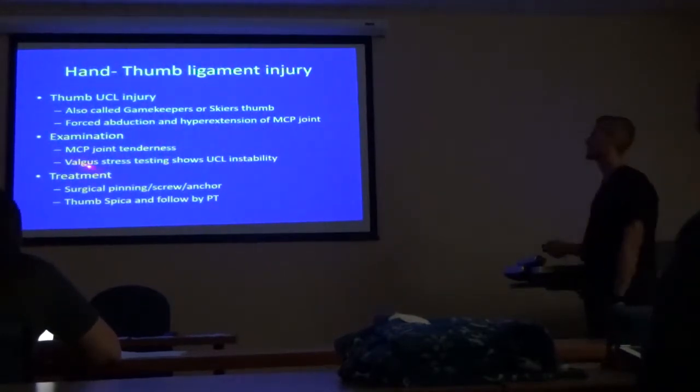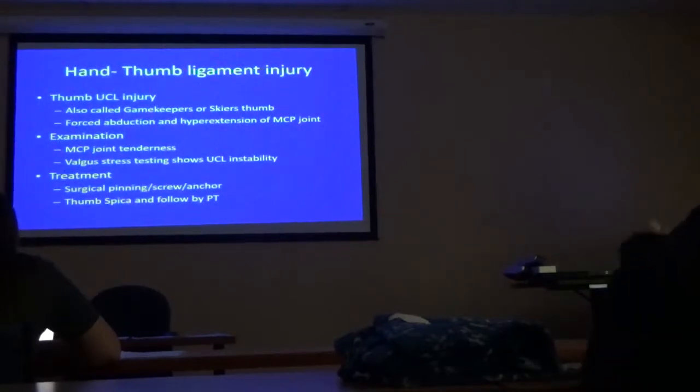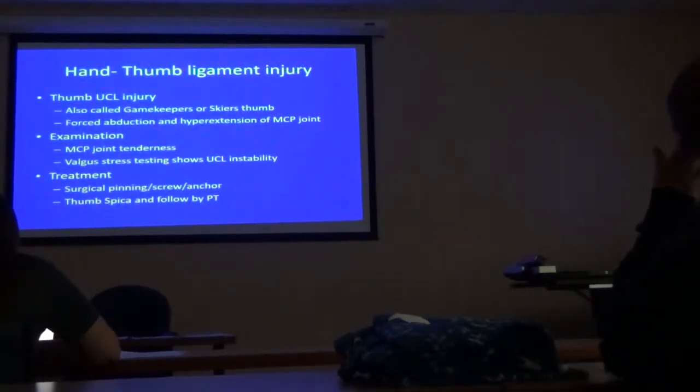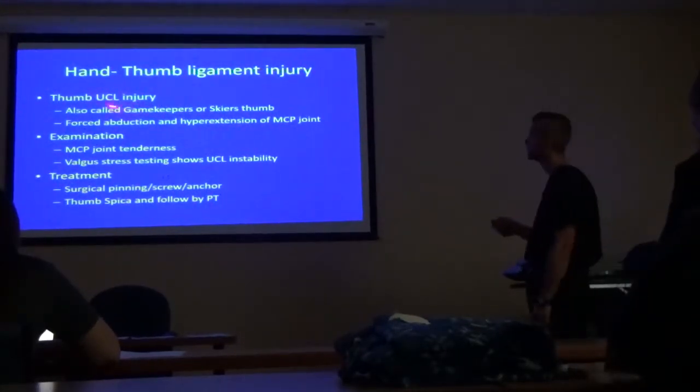MCP joint tenderness. Valgus stress testing shows UCL instability. The way my hand surgeon put it was, yeah, you've got a gamekeeper's thumb there. We can numb it up and do some stress testing if you want, or we can just do surgery. So they can numb it up and just kind of pull on it and see. If you've got a ruptured ligament, your thumb's going to go all the way down. Shouldn't do that. Treatment is surgical pinning, screw or an anchor, thumb spica followed by physical therapy. Gamekeeper's, skier's thumb, UCL.